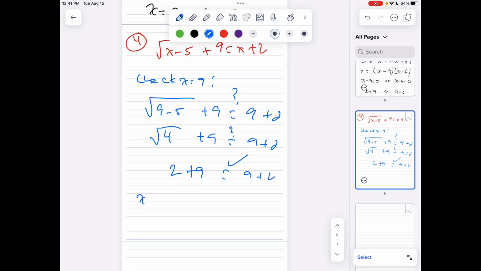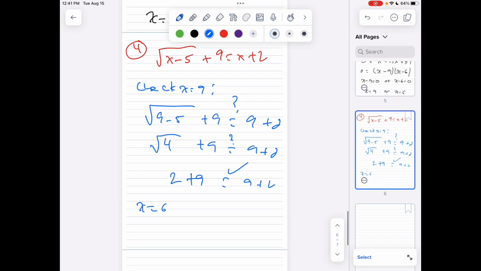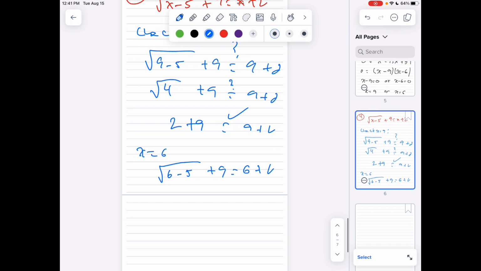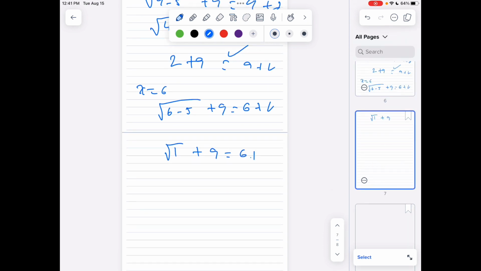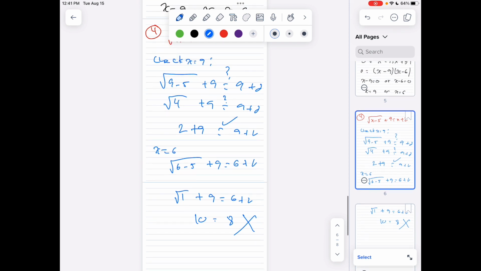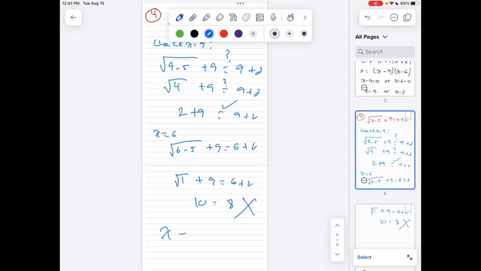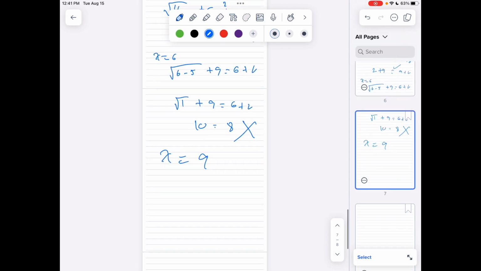And then we're going to go ahead and work with 6. Square root of 6 minus 5, plus 9, equals 6 plus 2. 6 minus 5 is 1. The square root of 1 is 1, and 1 plus 9 is 10. 6 plus 2 is 8. This does not work, and that's what I was getting at. One of your solutions might not work out. So x equals 9 is our only solution here. Okay. All right, and that does it for that.